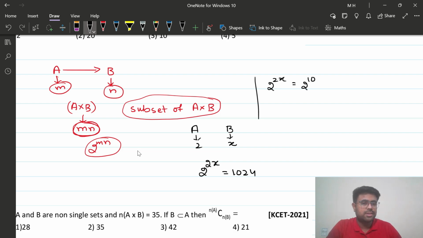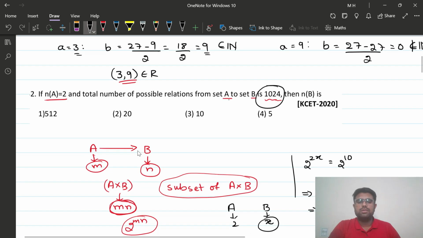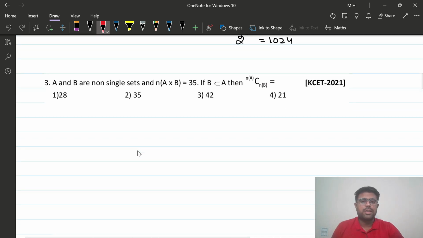Yes. So therefore, comparing these two, the bases are same, so the powers also must be same. Therefore 2x will be 10, therefore x is going to be 5. So therefore, what is x? x is the number of elements of B, so therefore n(B) is going to be 5. So it is going to be the option B. Okay, that was a very simple problem that we had.